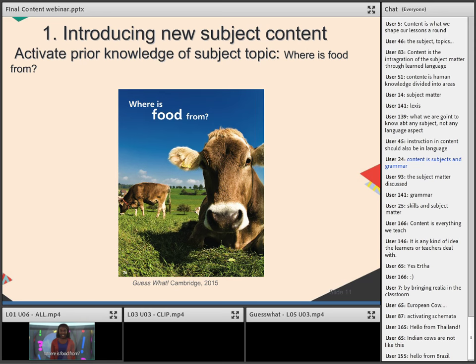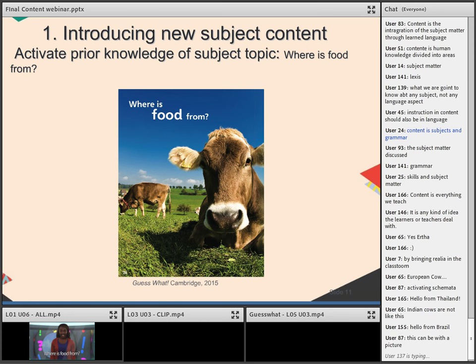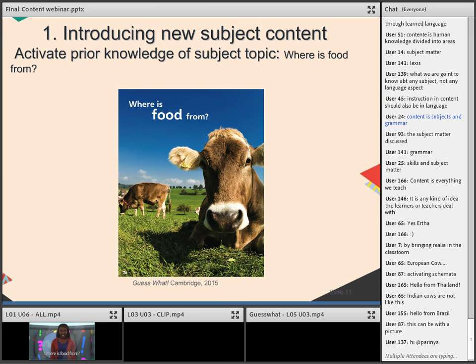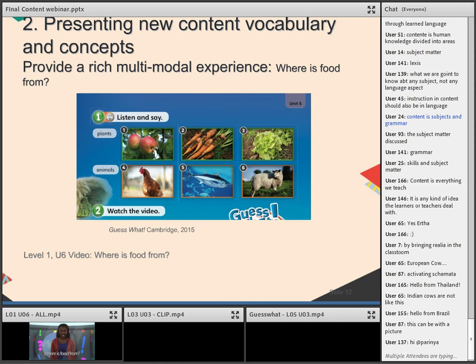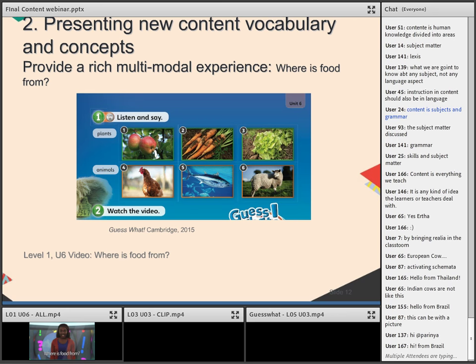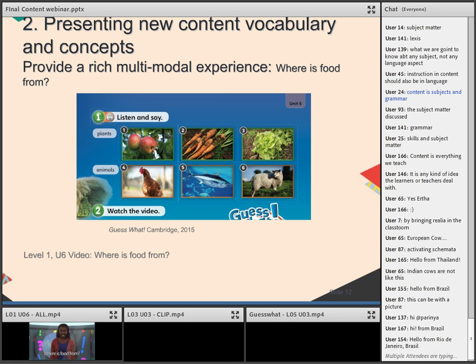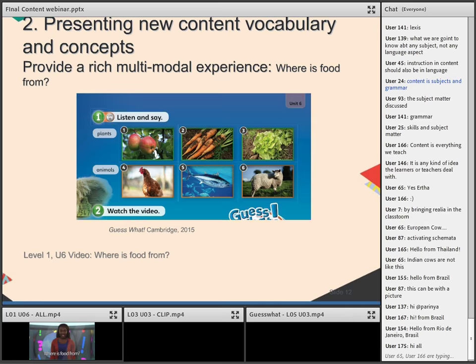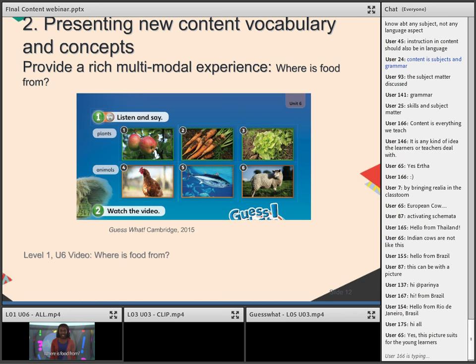But photographs such as these also stimulate pupils' curiosity and lead them to ask questions such as, what's this? Where is it? Is it a big animal? Secondly, to present new content, vocabulary and concepts, we can motivate pupils by using photographs of real objects such as those of plants and animals. Photographs help pupils to understand the world outside the classroom. In this activity, pupils classify the source of food by saying plant or animal.